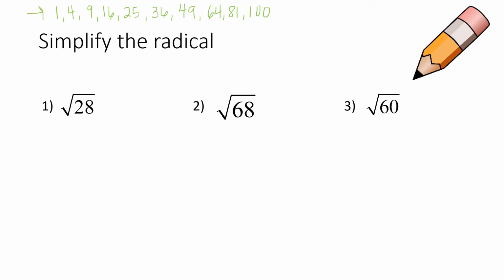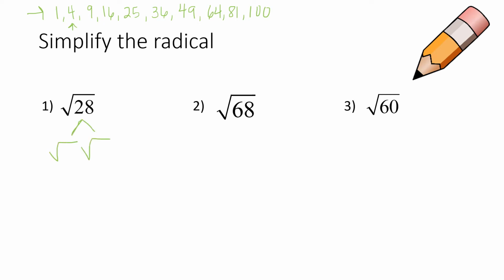You could start with the highest number and work down. 36 obviously is too big, so I look at 25. Well, no, that doesn't go into 28. 16 doesn't go into 28. 9 doesn't go into 28, but 4 does. So what I'm going to want to do is break this down into separate radicals.